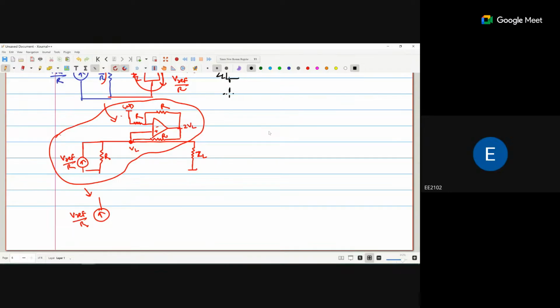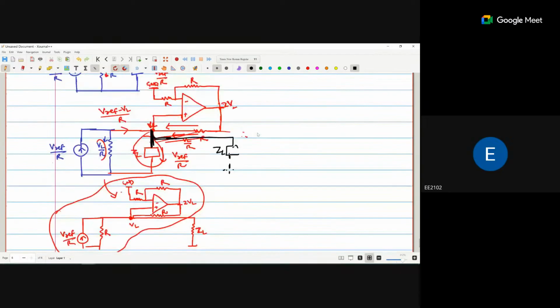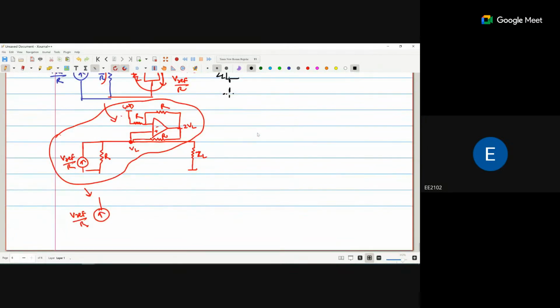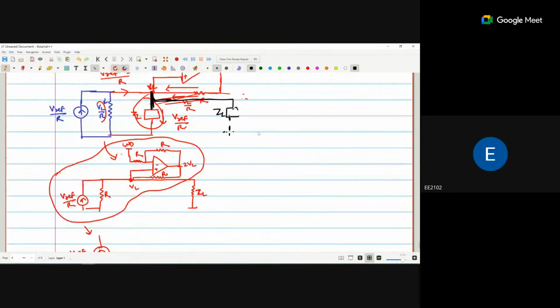Okay. Now this whole process we are doing only to get the Vref by R current and the load. Is it clear?